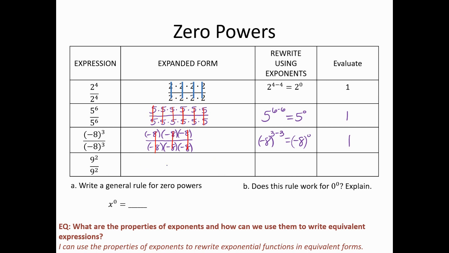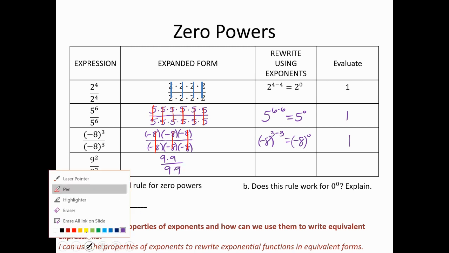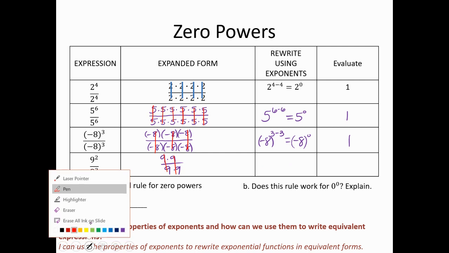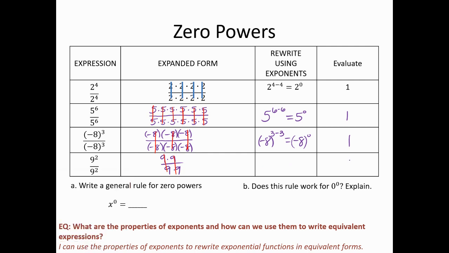The last one, 9 squared. I'm going to do 9 times 9 in the numerator and 9 times 9 in the denominator. Again, cancel: 9 divided by 9 is 1, 9 divided by 9 is 1, and that gives me an overall answer of 1. I show this with exponents by saying 9 to the 2 minus 2, which is 9 to the 0. So our general rule for zero powers: x to the 0 equals 1.